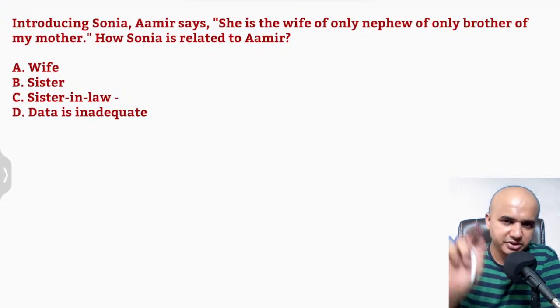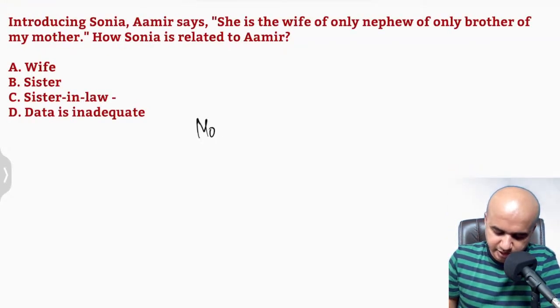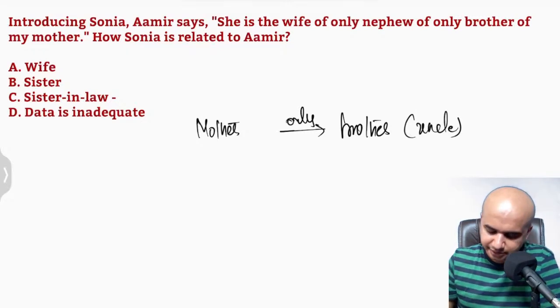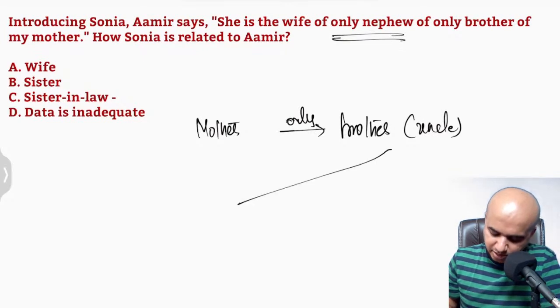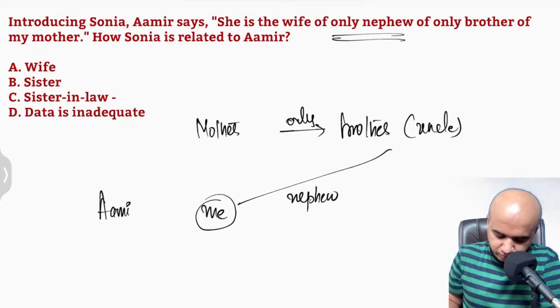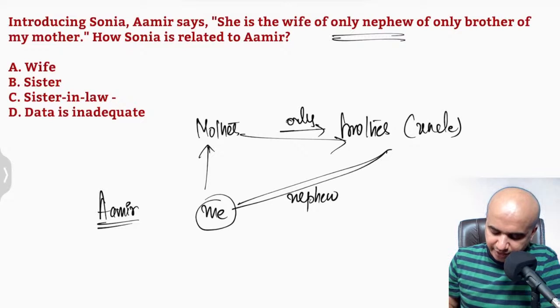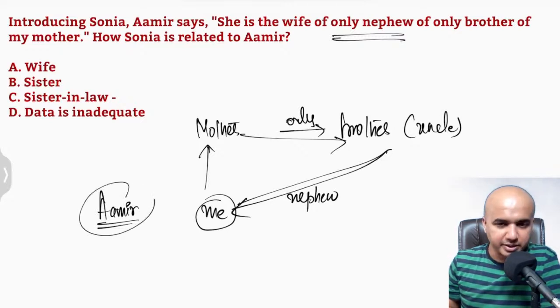Introducing Sonia, Amir says she is the wife of the only nephew of only brother of my mother. We'll go in reverse. Only brother of my mother. Let's say this is my mother and her only brother would be what to me? My uncle. And this uncle of mine has only one nephew, and that would be me. Me in this case is Amir. Once again, Amir has a mother who has only one brother, and that brother has only one nephew. So who would that be? That would be Amir himself.